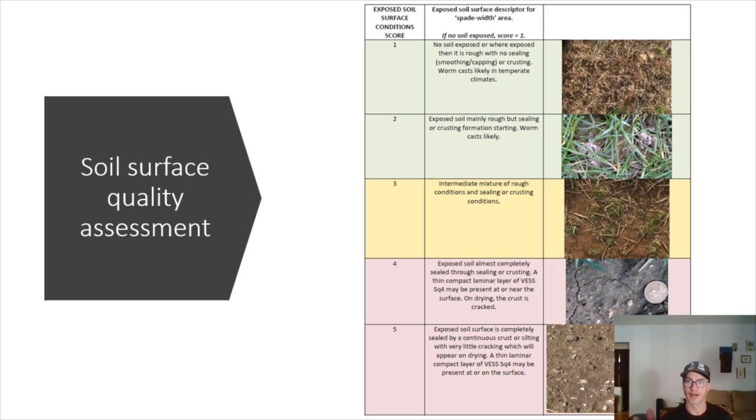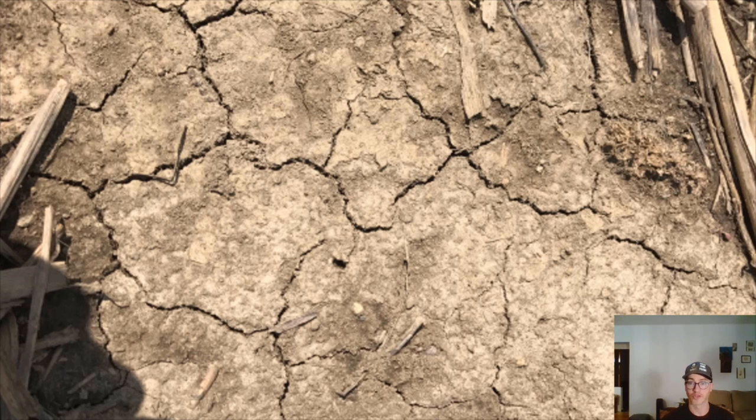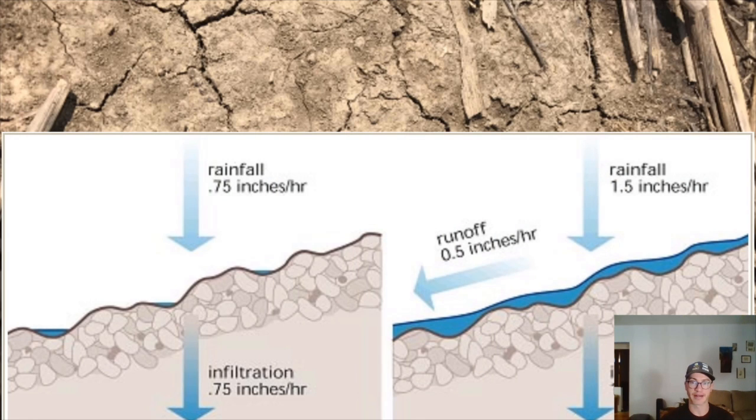And here's another kind of 5-point scale for assessing soil surface quality. Is it open? Is it protected by residue or living plant cover, or is it sealed and crusted and not allowing anything through? So what's happening when you see a soil that's crusted like this is that any rain that does fall isn't able to infiltrate, and so instead runs off, which means wasted precipitation and risk for erosion.